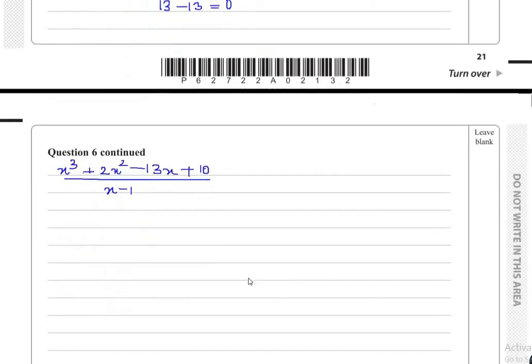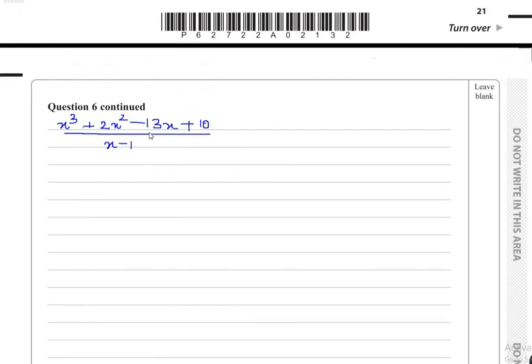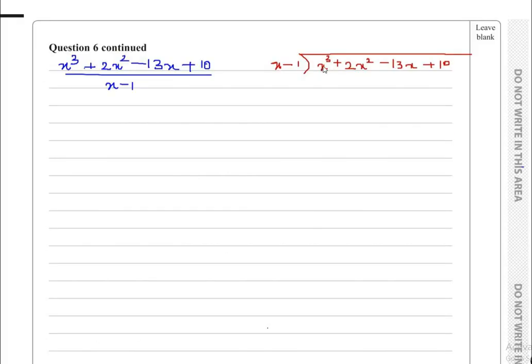And as I said, I am going to use long division to completely factorize this. So I am going to use the long division. X minus 1 is dividing x cubed plus 2x squared minus 13x plus 10. So here we are going to divide x cubed by x minus 1 first.